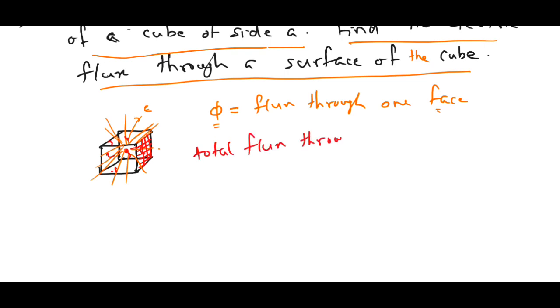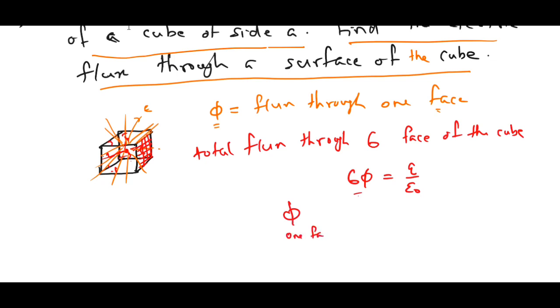Total flux through 6 faces of the cube is 6 phi, but that is Q by epsilon 0. That is, the total flux coming out from the cube or from the charge is 6 phi equals Q by epsilon 0. Then flux through one phase is equal to Q by 6 epsilon 0.